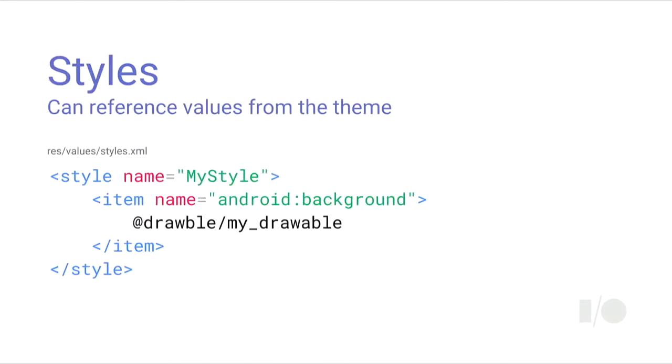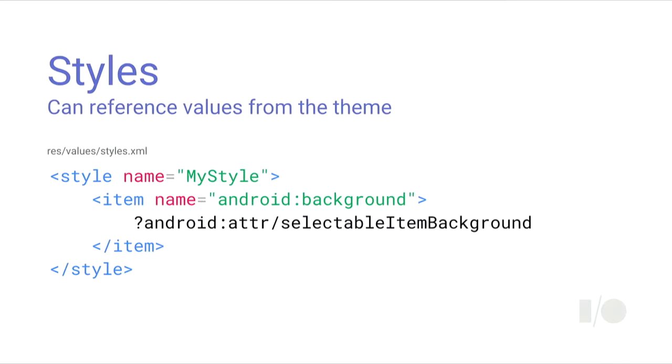Now, the really powerful thing when using styles is that you can reference values from your theme. And that's that attribute thing we were talking about earlier. So here we go back to our style that we created, which sets a background to myDrawable. And instead of using that, we want to use the selectable item background, which we talked about earlier, which is that nice clickable highlight. So this is the syntax you use.